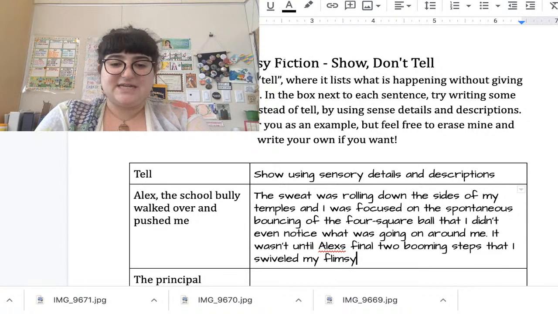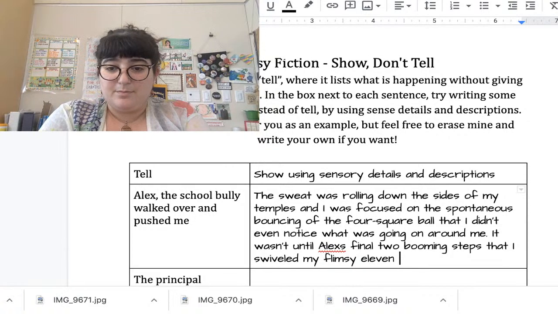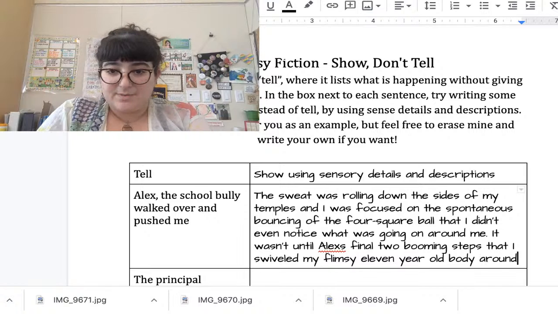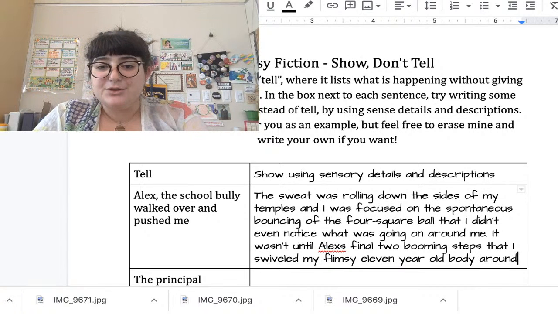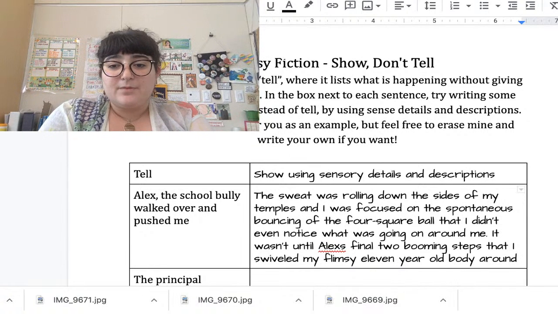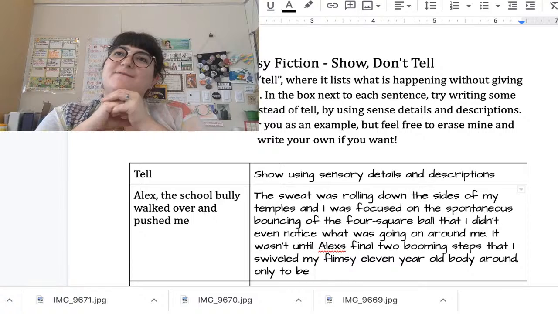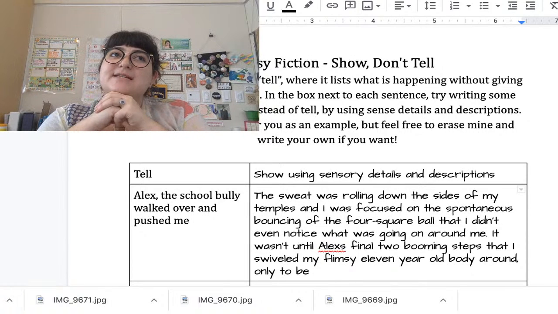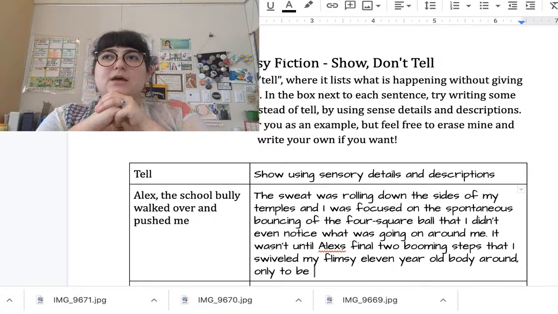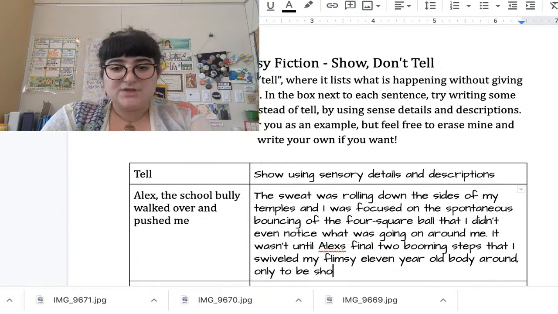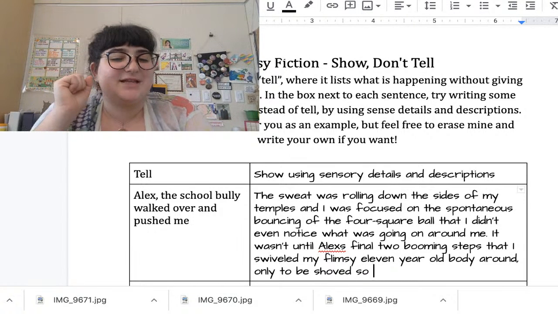And I might even, let's say I'm 11 years old, my flimsy 11-year-old body around. So I'm going to reread this. It wasn't until Alex's final two booming steps that I swiveled my flimsy 11-year-old body around, only to be, I don't know if I want to say violently shoved, but I might consider another word for violent, or maybe not violent, but maybe only to be shoved. And you know what? This is where I might actually add a simile.